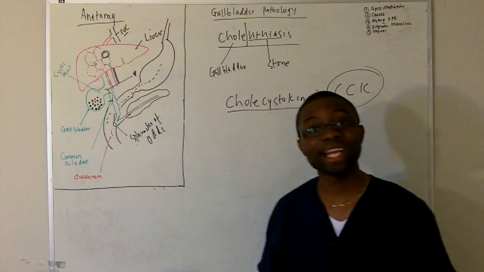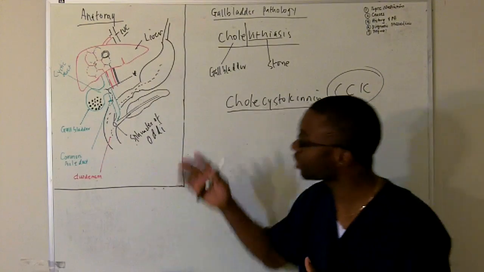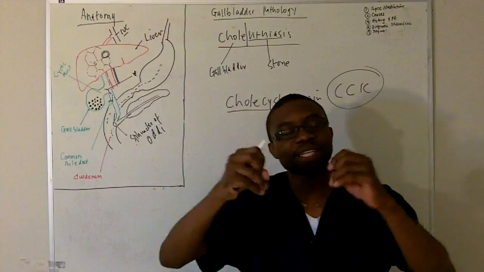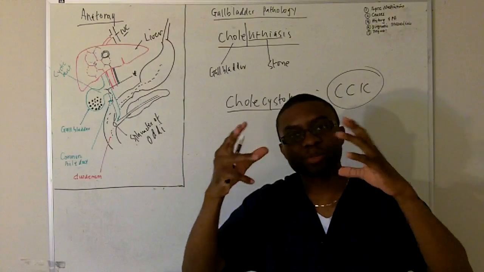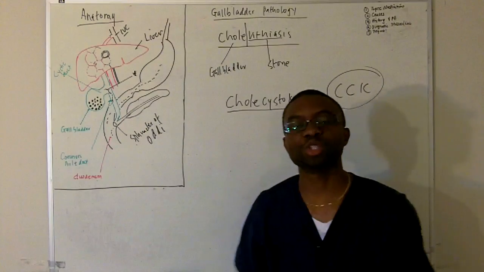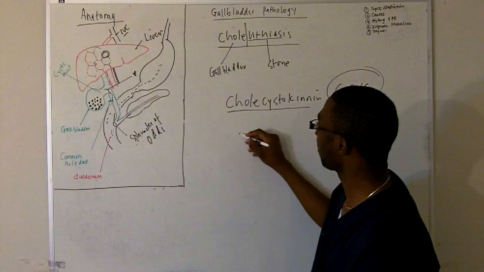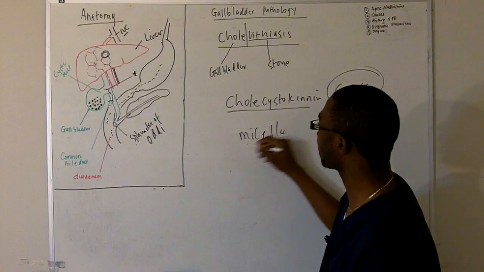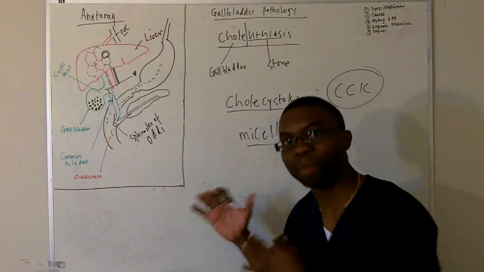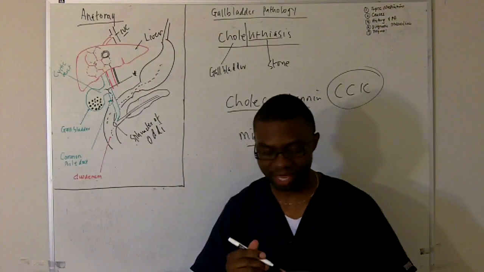That's called an emulsifying agent. That's exactly what bile does. It breaks down all those big fat globby things into little micelles, right? We call them micelles. This is just basic physiology, so that by the time we are done talking about the pathology, everything should make sense, right?